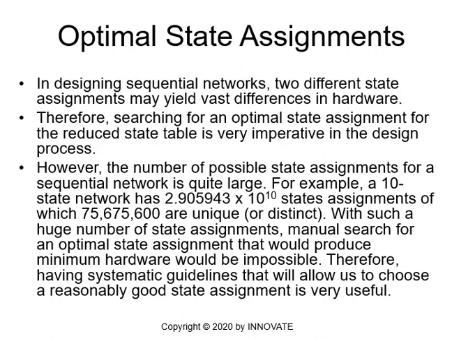Unbelievable. For example, a 10-state network has 2.905943 times 10 to the power 10 state assignments, of which 75,675,600 are unique or distinct or non-equivalent. With such a huge number of state assignments, a manual search for an optimal state assignment that would produce minimum hardware would be impossible. Therefore, having systematic guidelines that will allow us to choose a reasonably good state assignment is very useful.